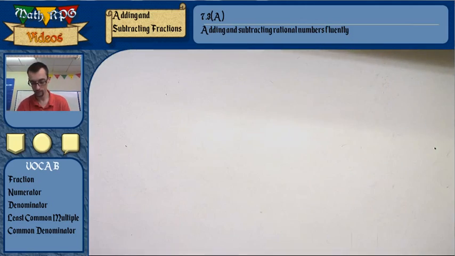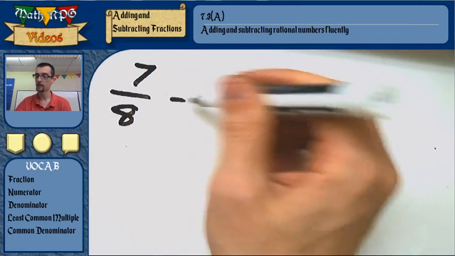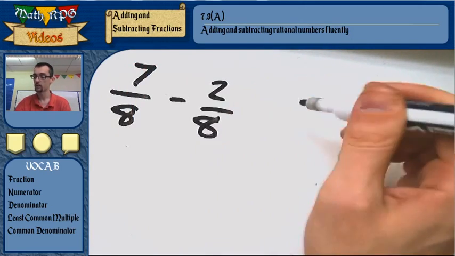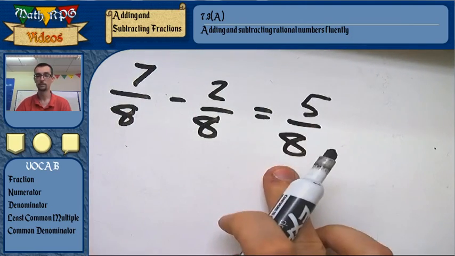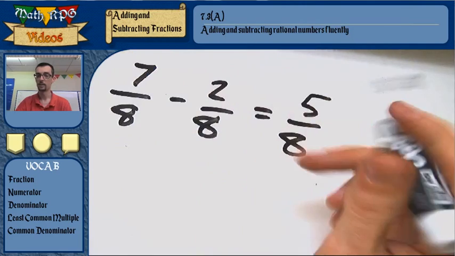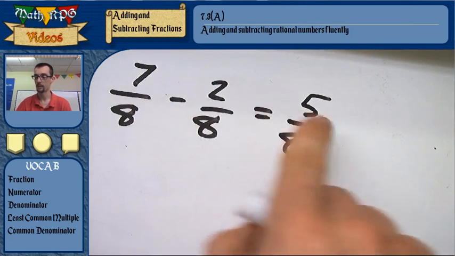And as another really easy example, let's do another one just like that. So 7/8 minus 2/8, you know it's going to be 5/8. Right? Denominator stays the same. You subtract the numerators in the order in which they appear. So 7 minus 2 is 5.